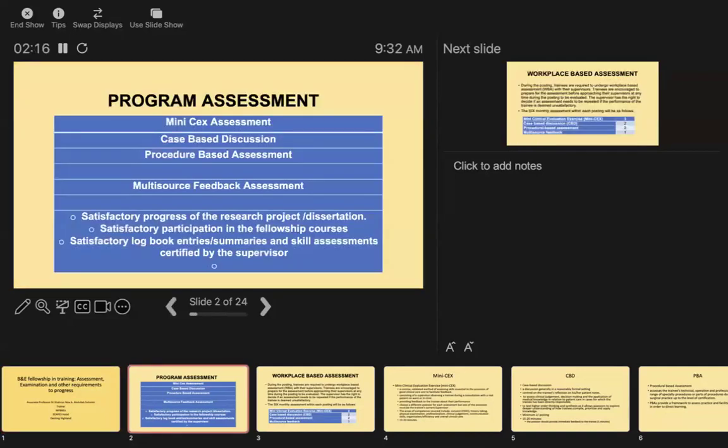So please refer to those forms, right? For program assessment, there will be many tests: CBD, case-based discussion, procedural-based assessment, multi-source feedback assessment, and then satisfactory progress of the research project or dissertation, satisfactory participation in the fellowship courses, satisfactory logbook entries, summaries, and skills assessment certified by the supervisor. So before you go for your end of posting assessment, you have to have this. Right?